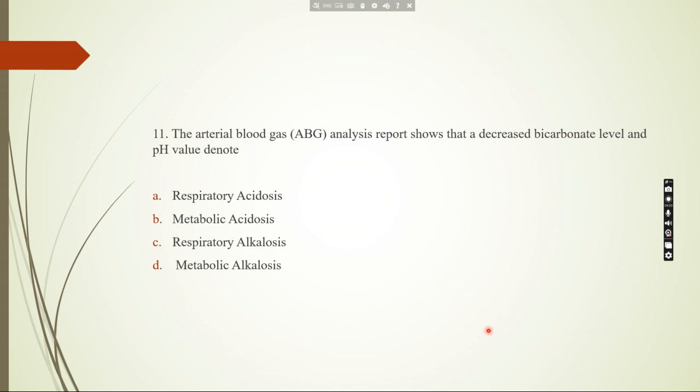The next question, the arterial blood gas or ABG analysis report shows decreased bicarbonate level and pH value. The normal pH value is 7. If decreased from 7, it is acidosis, and if increased from 7, it is alkalosis. So decreased pH means acidosis, and decreased bicarbonate means it is metabolic. So the right answer is metabolic acidosis.